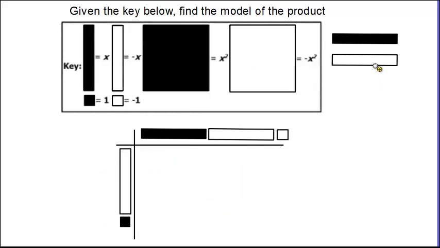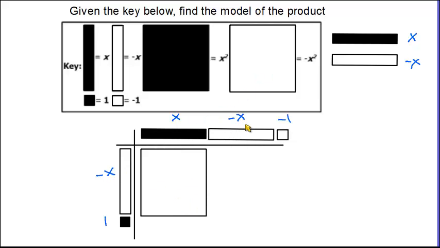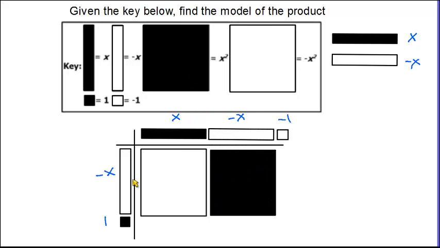Alright, let's have another one. So note that this is x, so let me just write x here. This one is negative x. Again, let's write this. The representation for this model, this one is a negative x, this one is a positive 1, this is positive x, this one is negative x, and this is negative 1. So negative x times x is equal to negative x squared. Negative x times negative x is positive x squared. Negative x times negative 1 is positive x.